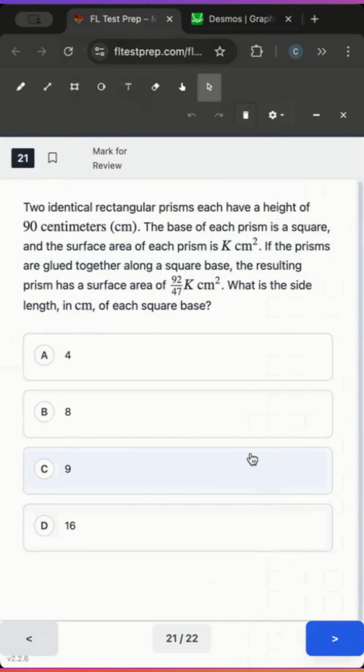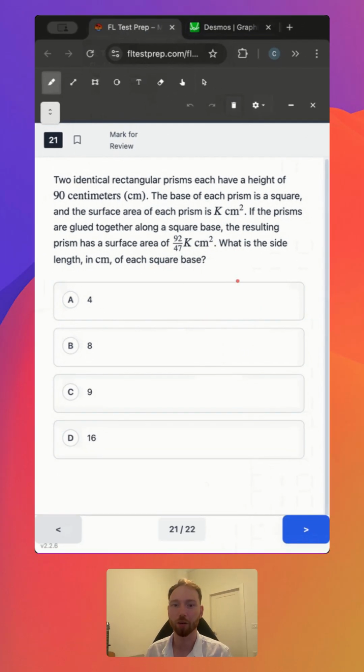Oh man, I don't know if I have enough space to do this problem. I'll give it a shot, but this problem's hard. So can you solve this tough surface area SAT problem? Give it a shot, guys, trust me. This one's a doozy. Two identical rectangular prisms each have a height of 90 centimeters. The base of each prism is a square and the surface area of each prism is K.